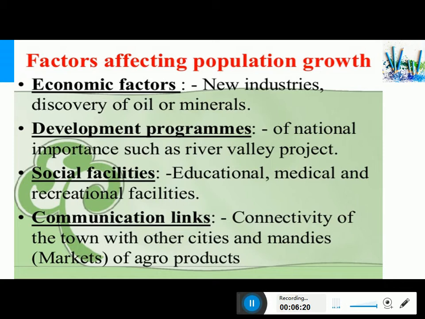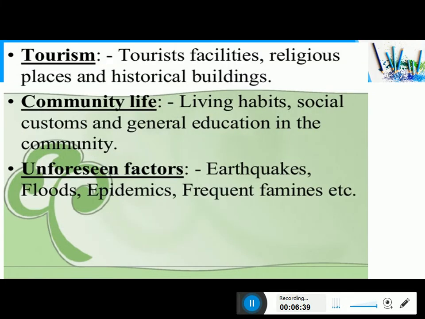Okay, then communication links, so connectivity with the major cities, the markets, the agricultural products, then the better connectivity by roads and other rail networks. So for all these reasons people tend to migrate and contribute to the population growth.